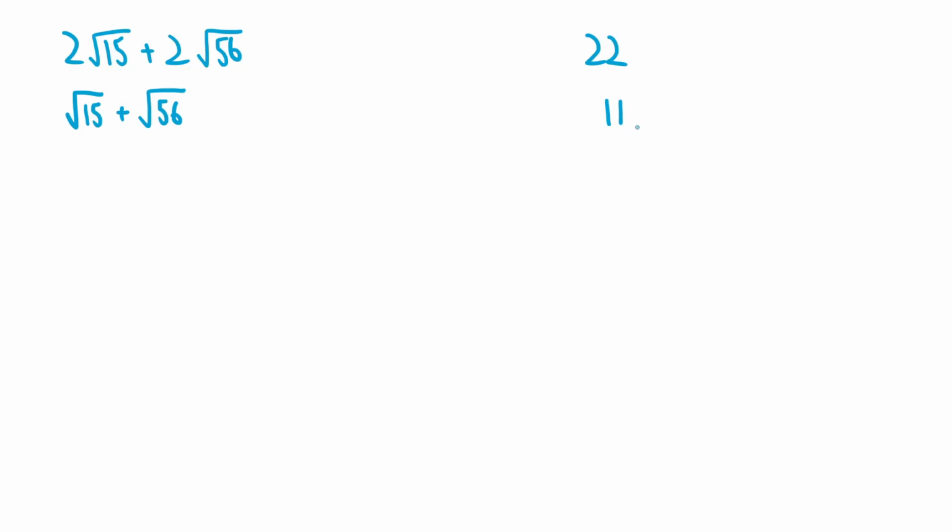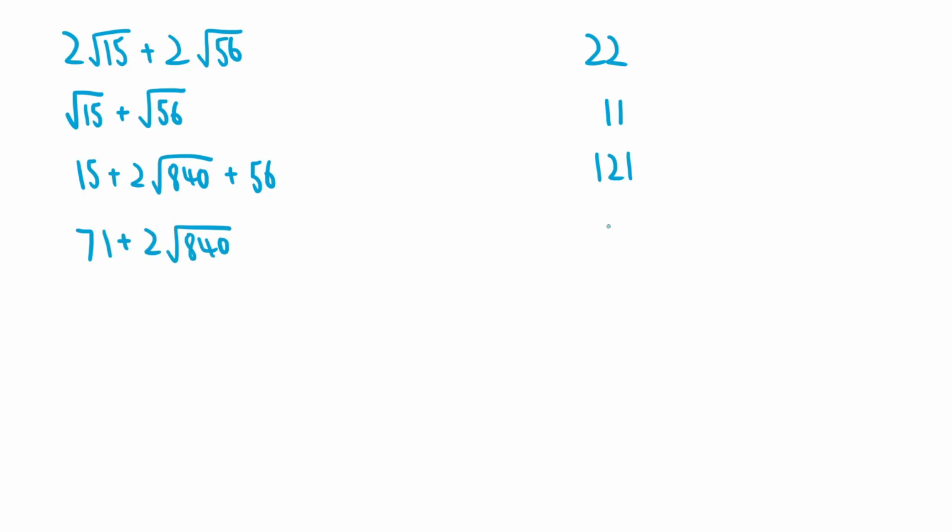By this point, we have 2 square root terms on one side and a constant on the other side. So what do we do now? Well, we should square both sides again. If we square the left-hand side, we get 15 plus 2 square root of 840 plus 56, and if we square the right-hand side, we get 121. If we clean this up, the left-hand side becomes 71 plus 2 square root 840, and the right-hand side is still 121. We can also subtract 71 from both sides, so the left-hand side becomes 2 square root of 840, and the right-hand side becomes 50.